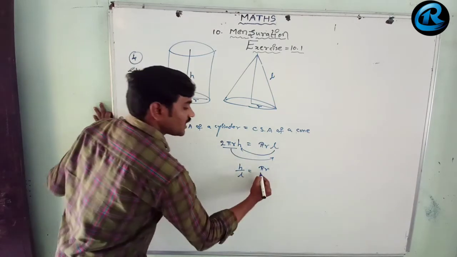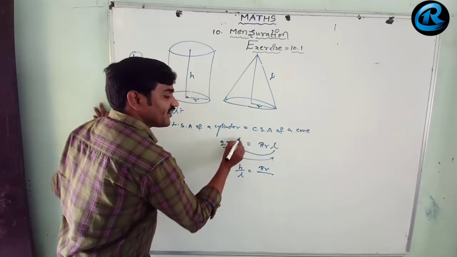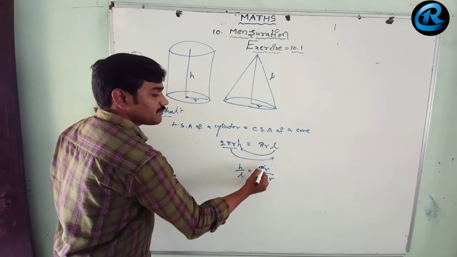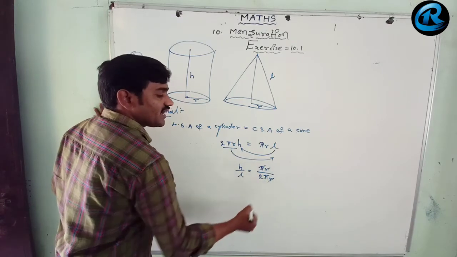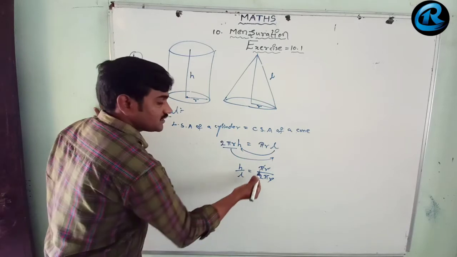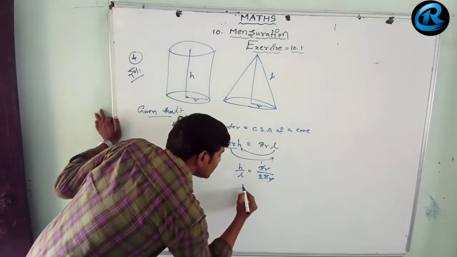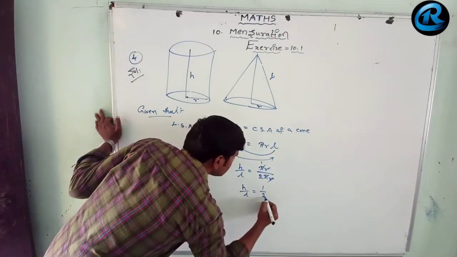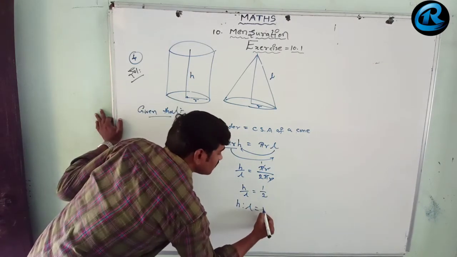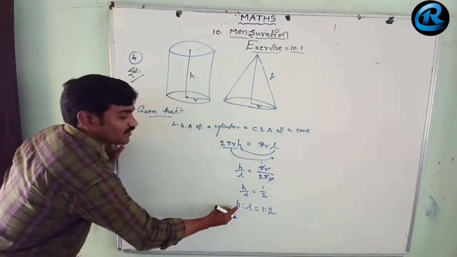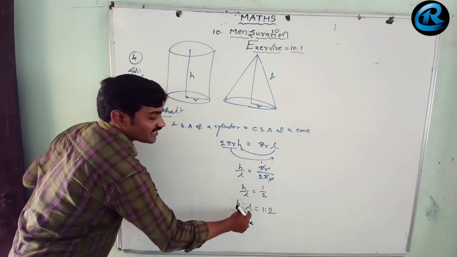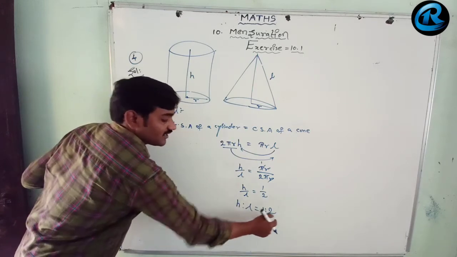Here already there is pi r this side. This 2 pi r you transfer. This 2 pi r is multiplying h, so it will divide by 2 pi r. Simple. Let us cancel pi and r, because they have the same radius. So ones are ones. Now h by l is equal to 1 by 2. That is h is to l equal to 1 is to 2. And h means the height of the cylinder is to slant height of the cone, that is l, equal to 1 is to 2.